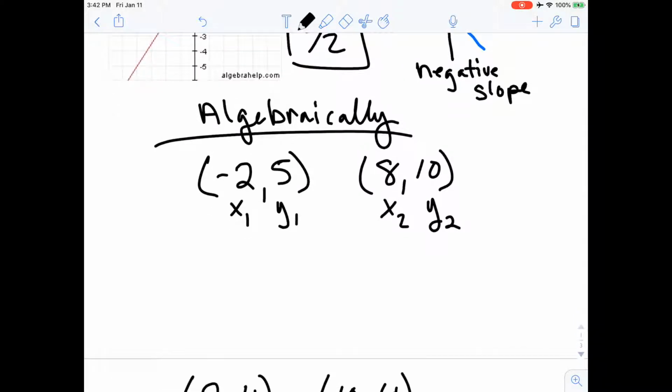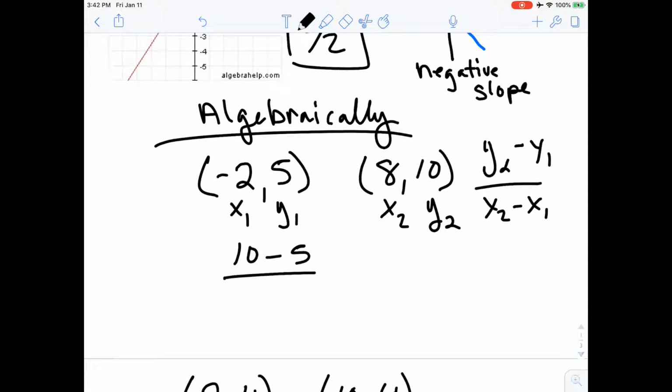And let's rewrite that formula, right? So we have y2 minus y1 over x2 minus x1, right? That's my equation for slope. Now that I have that equation, all you do is take these numbers and plug them in. So you have 10 minus 5 over 8 minus negative 2, okay? Now do the top and bottom operations separately. So 10 minus 5 is 5, right? And then 8 minus negative 2.